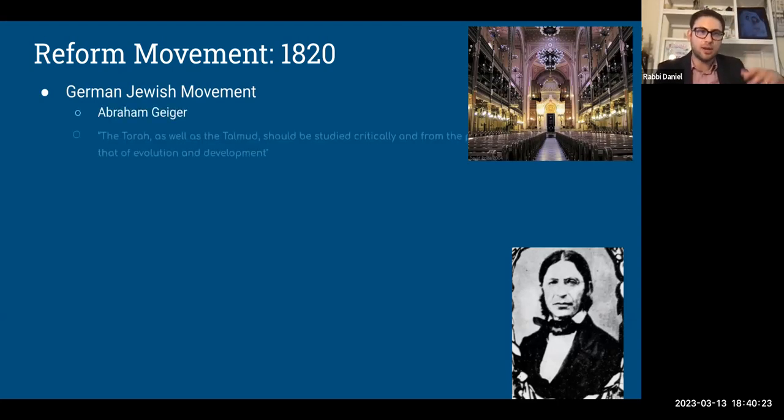And it was started by a guy named Abraham Geiger, who again was feeling all of these different societal pressures, where on the one hand, you want to present a form of Judaism that is going to mix in Enlightenment values.